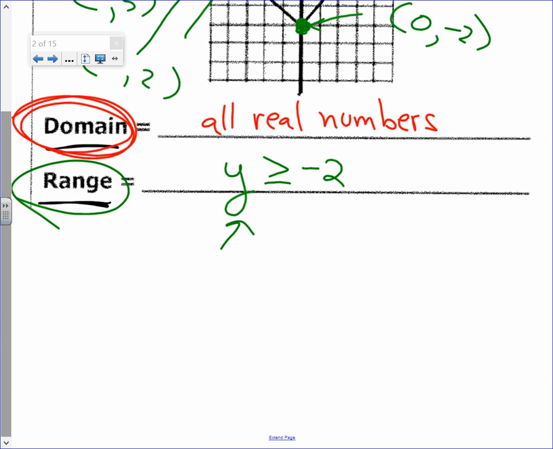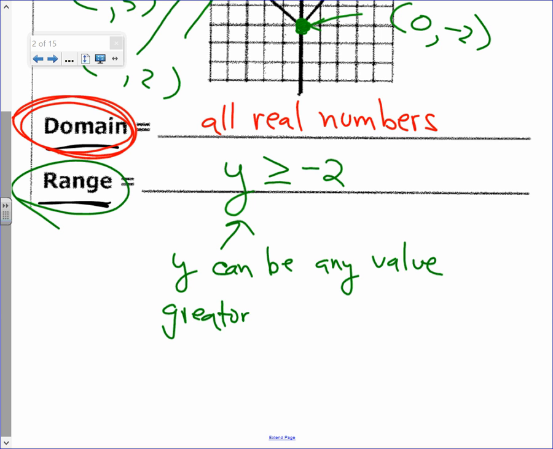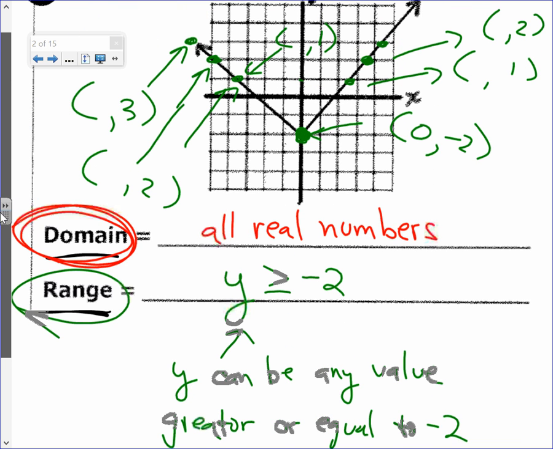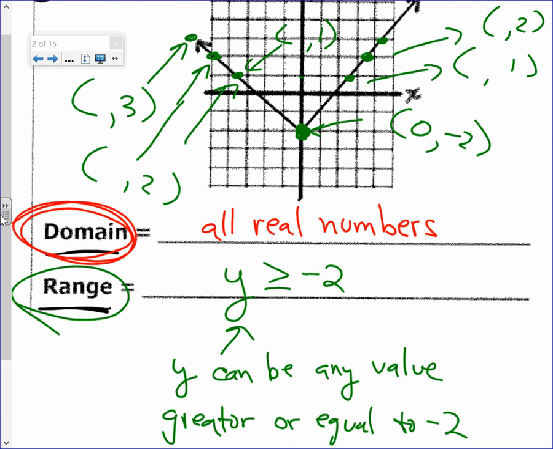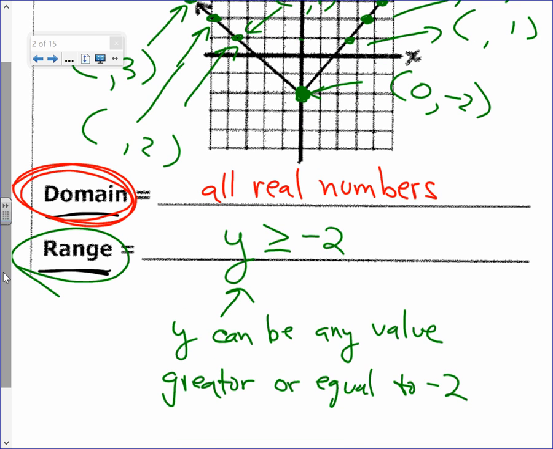So maybe underneath here, y can be any value greater than or equal to -2. That's what domain and range mean. For x, the domain can be any number you want it to be. But the y values can only be -2 and higher.